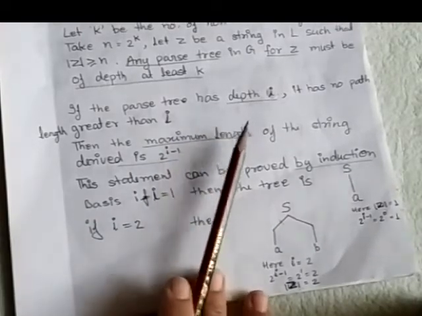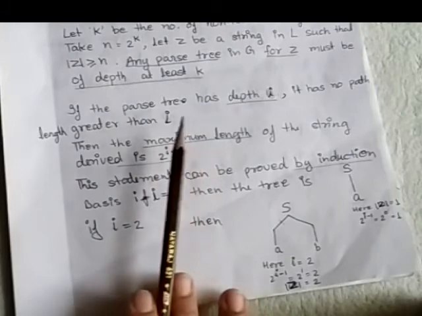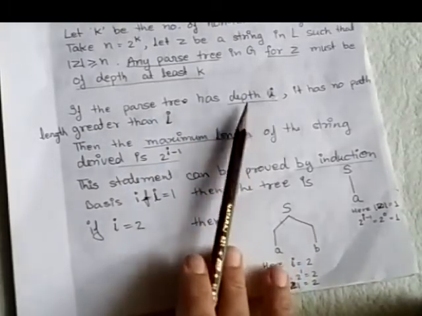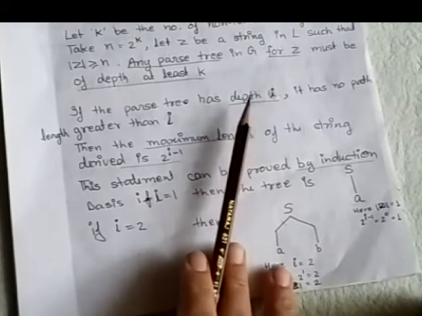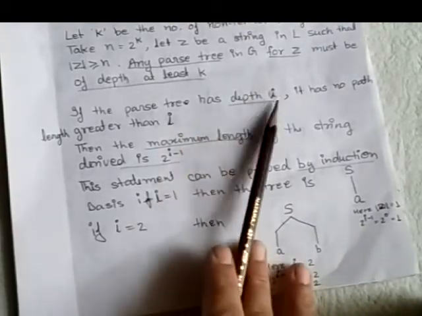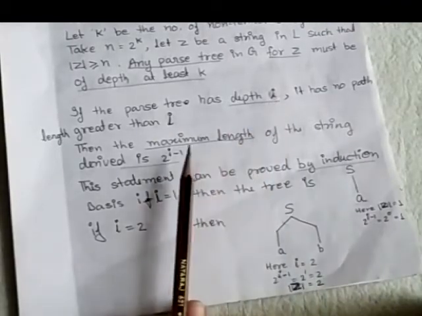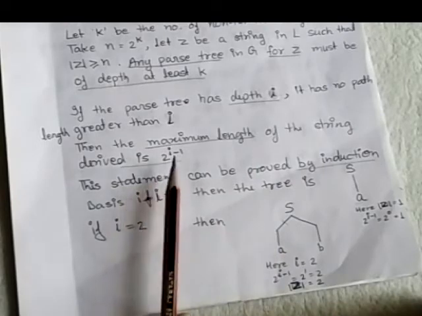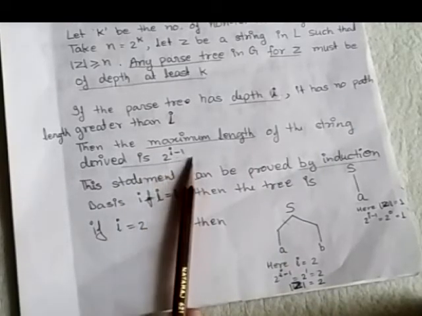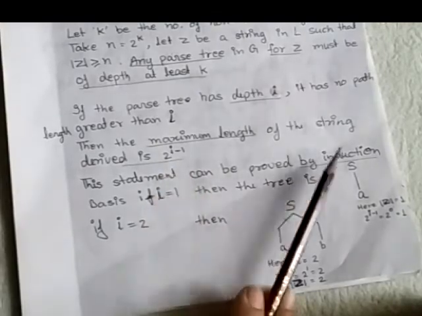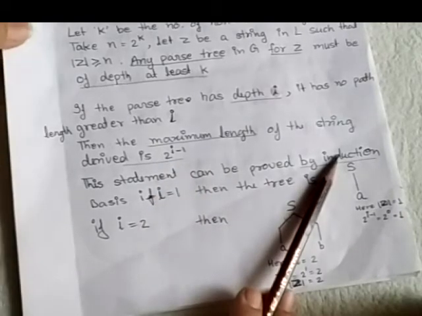binary tree. Then we have seen that if the parse tree has depth i, where depth means the level or height of the tree, then the maximum length of the string generated will be 2 raised to the power i minus 1. To prove this, we use the induction method. Now what is the induction method?